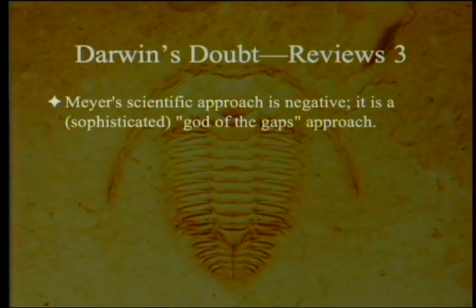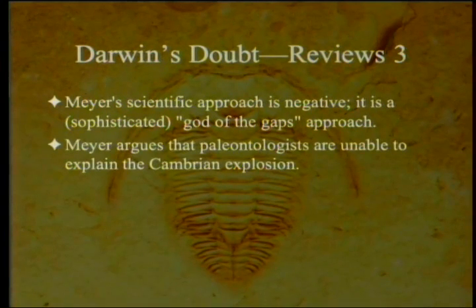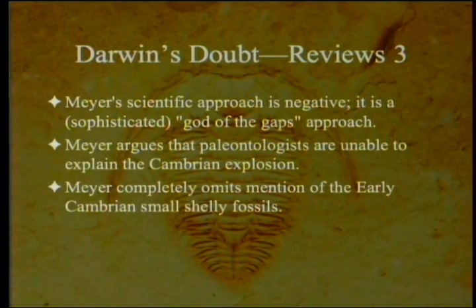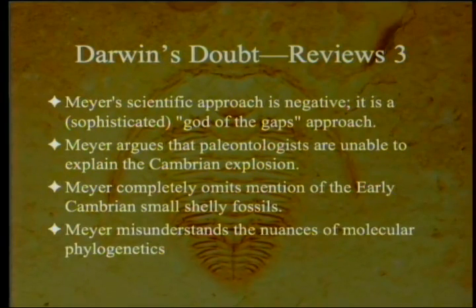If I were summarizing that review, I would say there are certain specific, if you want to call it that, testable complaints about the book. Number one, Meyer's scientific approach is negative. It is a sophisticated God of the Gaps approach. Number two, Meyer argues that paleontologists are unable to explain the Cambrian explosion, whereas Marshall thinks that they are able to explain it. Number three, Meyer completely omits mention of the early Cambrian small shelly fossils. Number four, Meyer misunderstands the nuances of molecular phylogenetics.